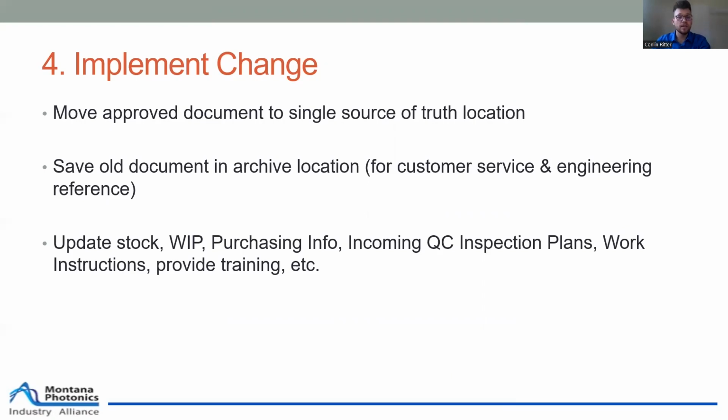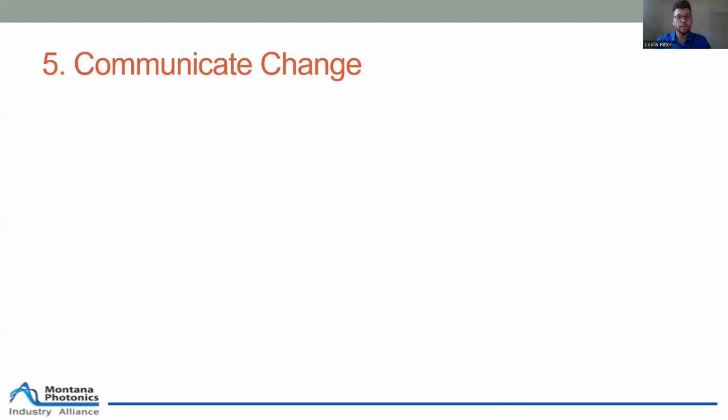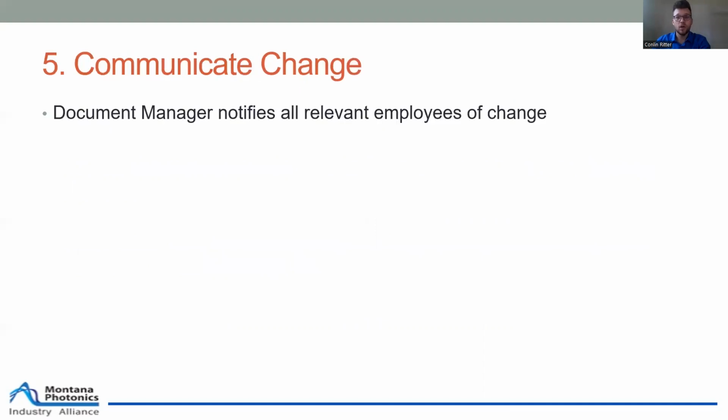Now that the change has been implemented, you need to also make sure to communicate it. The document manager notifies all relevant employees of the change, and these may not be the same employees as those who approved it. For example, engineering may approve a change to a work instruction, but it might not be important to them once that improvement has actually gone into effect. However, the technicians on the floor following that work instruction certainly need to be notified of the change because they might have printed out copies of the work instruction that need to be destroyed and replaced with new copies.